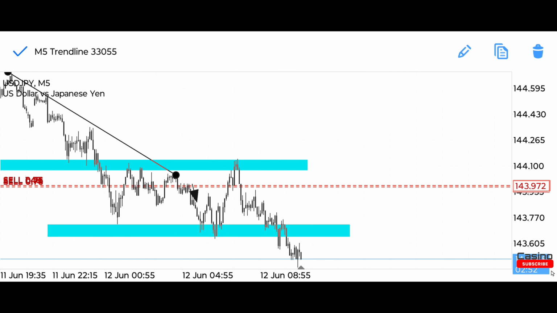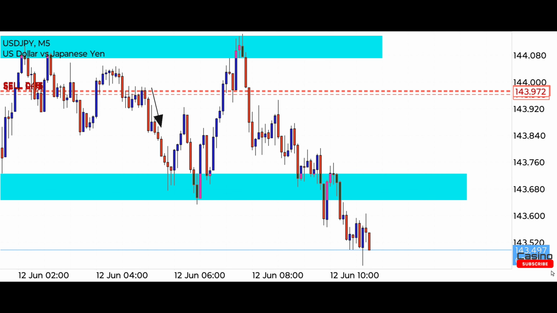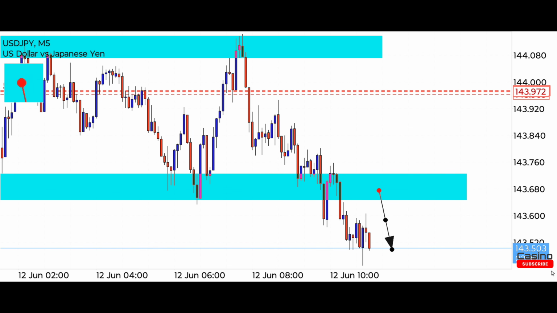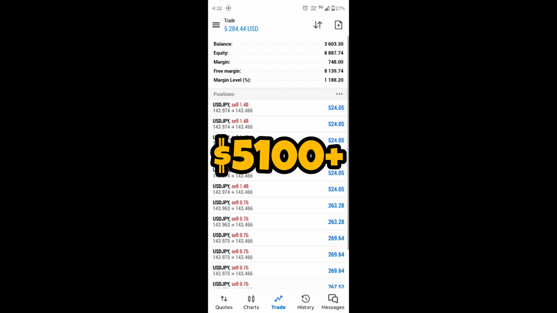Here I am removing both the trend lines so that you can clearly understand that the market had moved a bit sideways here. The market has broken this level below, due to which we are getting another selling opportunity. Now we close our trade. Our goal is accomplished. Guys, right now our profit is around $5,100.